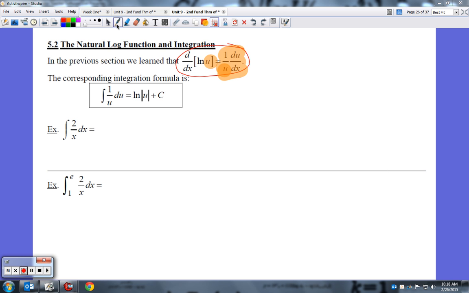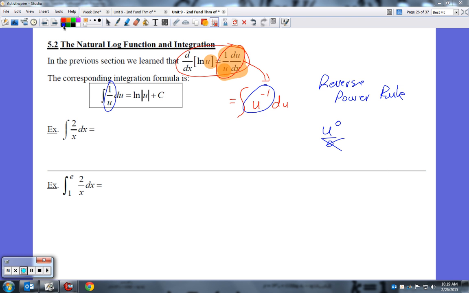Now, another way that you can see this written on your paper is the integral of u to the negative 1 du. When you see u to the negative 1 power, and I try to apply the reverse power rule, I'm going to get some kind of error. I get u to the 0 over 0, and that's why we do not do the reverse power rule when we see this form of 1 over u or u to the negative 1. It's equal to the natural log of the absolute value of u plus c.